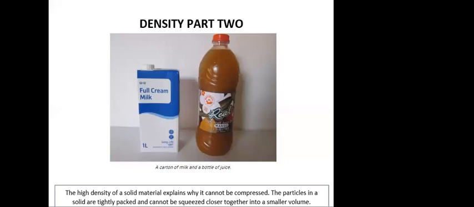So, answer me in the chat. Can you guys see that? I just hope you can see it fine. I'm going to zoom in.